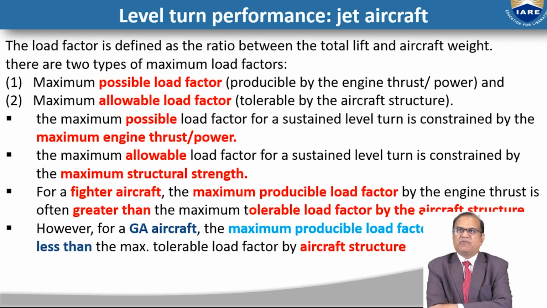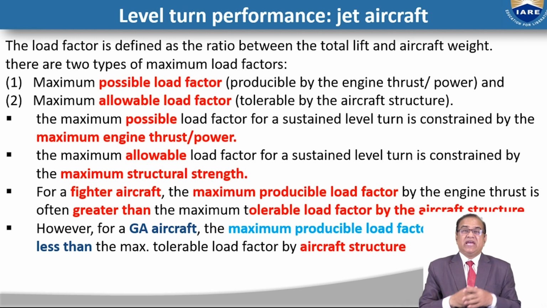So, level turn performance of the jet aircraft. The load factor is defined as the ratio between the total lift of the aircraft, that is L, to the weight of the aircraft. There are 2 types of maximum load factors. Maximum possible load factor depends upon the engine thrust, how much thrust the engine is producing. Another one is the maximum allowable load factor. That load factor depends upon the structural integrity of the structure, the material, and other parameters, and that is called the allowable load factor.